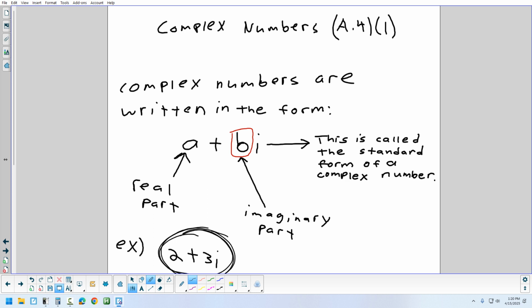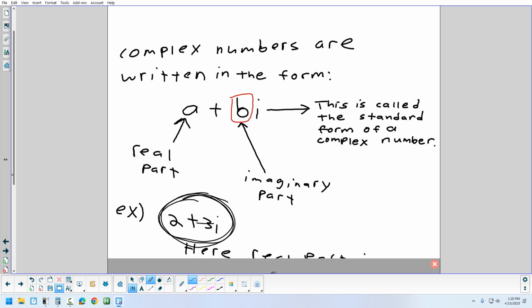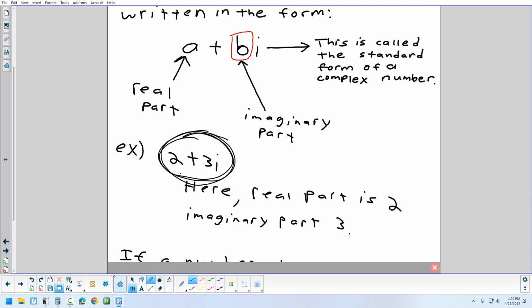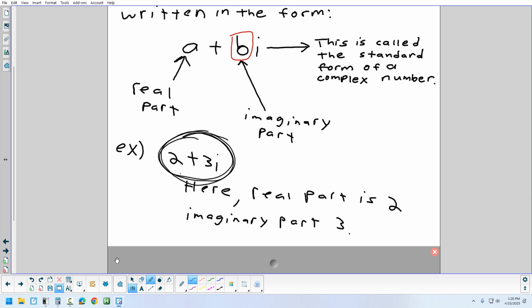When you put it in that order, that's called standard form. So on the test, if I say write your answer in standard form, I'm looking for something just like that. So if you say standard form, you can automatically assume it's imaginary? It's automatically imaginary? No. Because you could have something like that. That's standard form. Real part, imaginary part.